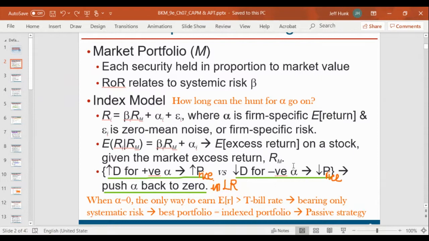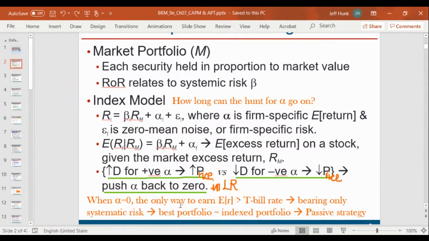And if there is a negative alpha in Google, then they will all sell. So demand falls and the price will fall. And therefore, this increase or decrease in price will eventually push the alpha back to zero in the long run, right?